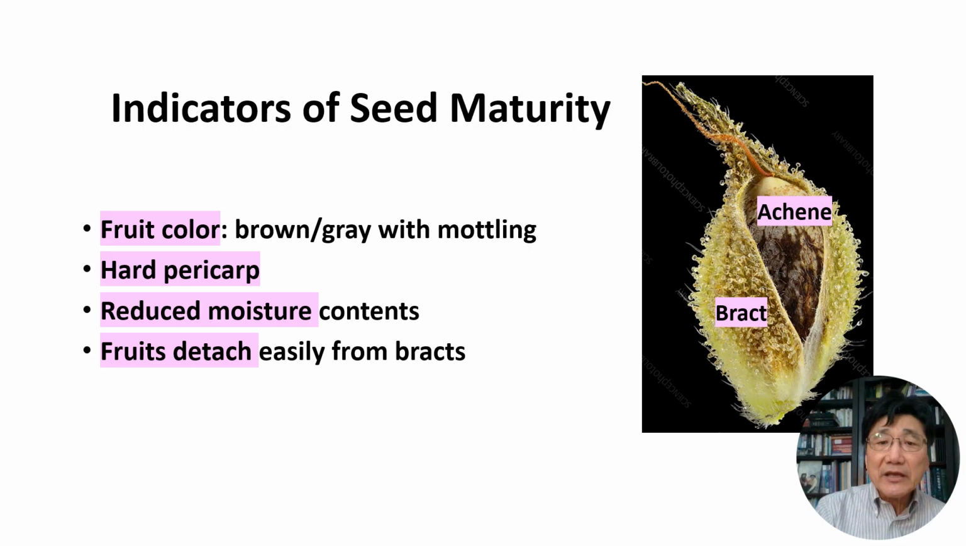There are some indicators to use to determine the seed maturity. The easiest way is to observe the fruit color. The immature fruit color is green. However, fully mature fruit has a brown or gray color with mottling. When you touch the fruit, if the outer shell is hard and the fruits are easily separated from the bracts, you know that the seeds are mature.